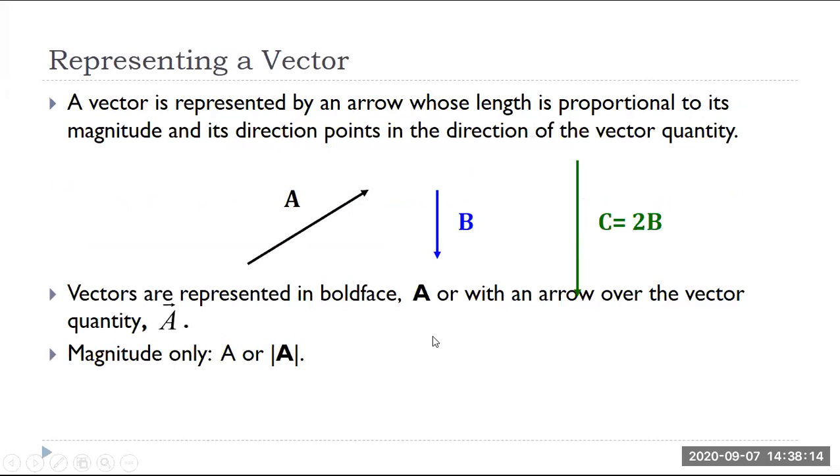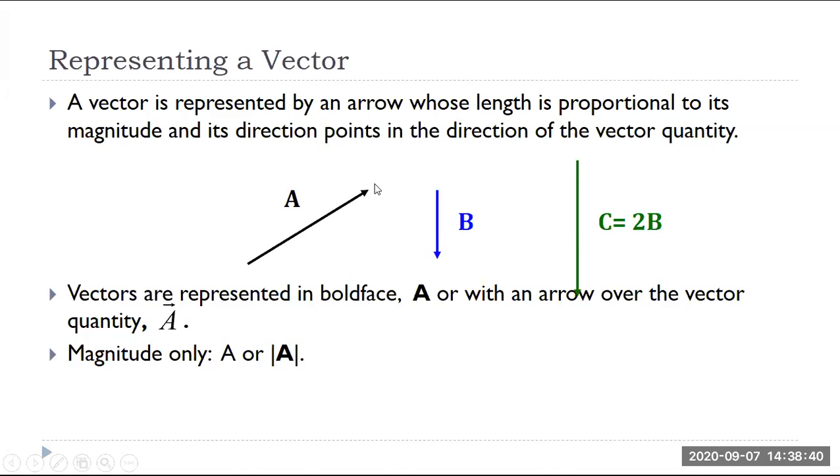We've already started to represent vectors a little bit in one dimension. As a reminder, vectors are represented by an arrow, and the direction that the arrow points is the direction that the vector points. Here I have a vector A, pointing out to the right and up. I have a vector B, which is pointing down.